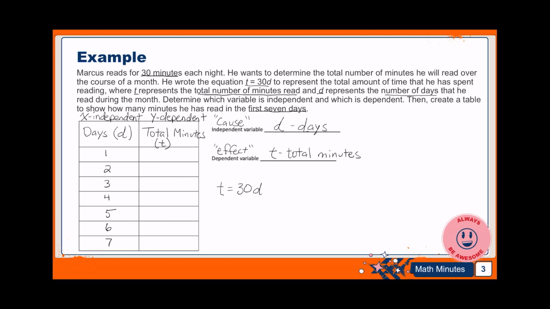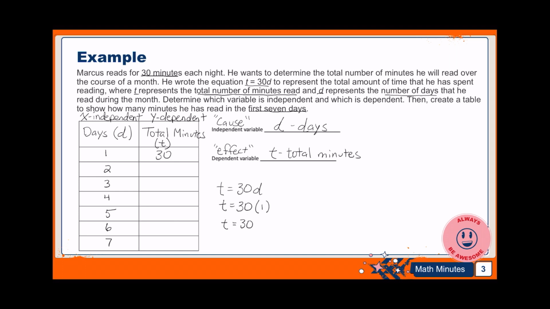My equation was given to me in the problem, t equals 30d. So if I substitute the value 1 for days, and now substituting means replacing, right? So I'm going to replace d now with 1. Whenever I substitute, I'm putting it in parentheses. I know that the 30 directly next to parentheses means multiplication. So therefore, my total amount of minutes read if he only reads for 1 day during the month is 30.